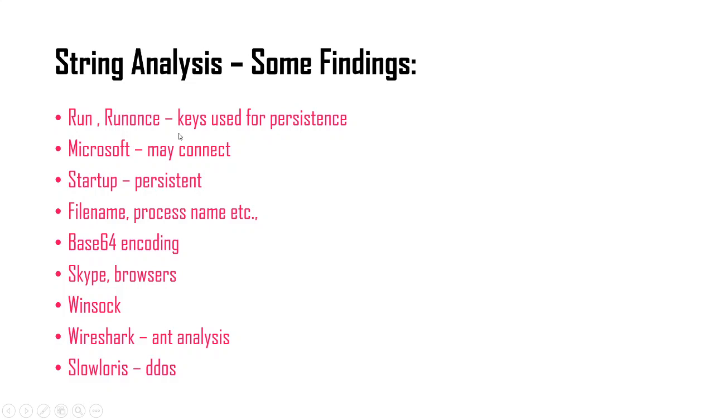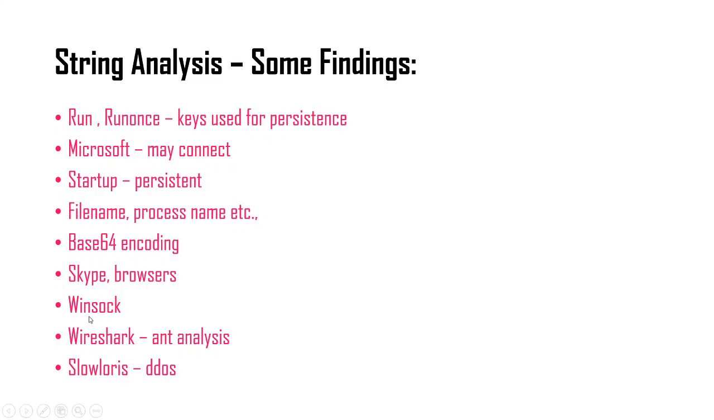Second one is Microsoft. There is a string related to a Microsoft website; it may connect. And some startup strings we have seen. This is also a persistence key. And some function-related strings: file name, process name, etc. As I have told, there are Base64 encoding-related strings also. And there are strings related to Skype and browsers. WinSock, that DLL we have seen, Win32 something .dll. That DLL is called the WinSock DLL.